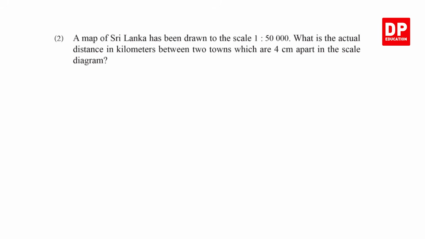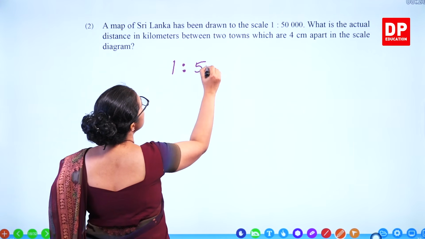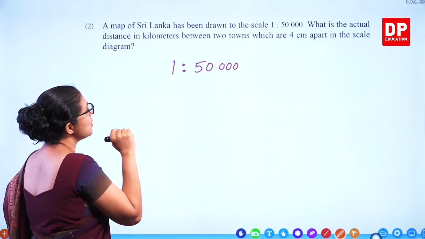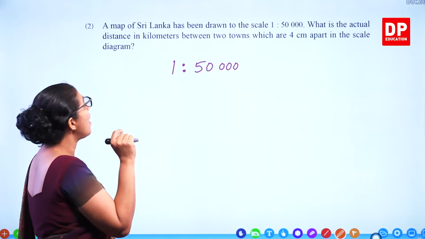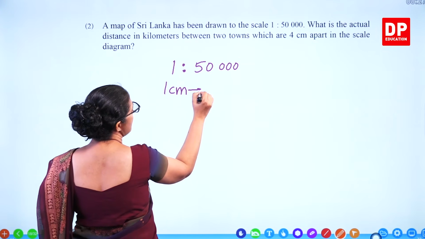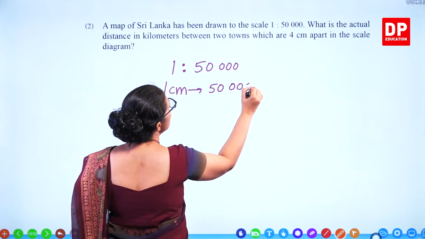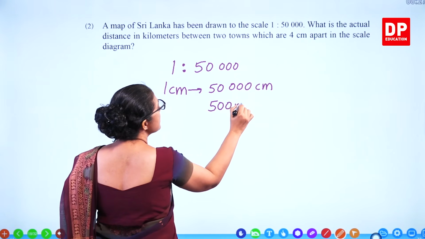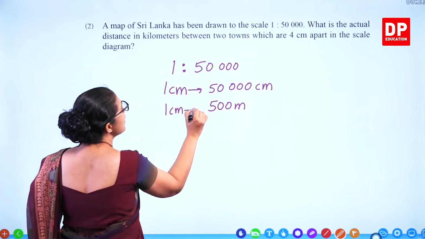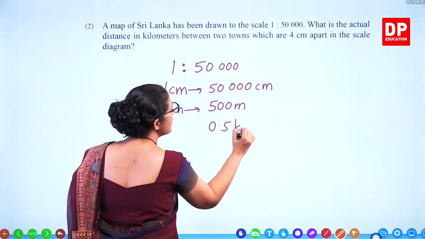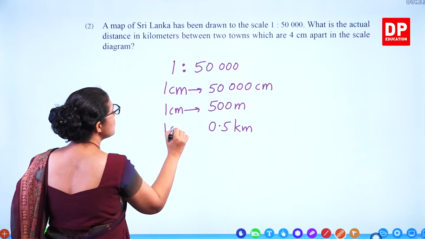A map of Sri Lanka has been drawn to the scale 1 to 50,000. 1 to 50,000 is the scale. What is the actual distance in kilometers between two towns which are 4 centimeters apart in the scale diagram? So convert first, this is centimeters, convert to meters, divide by 100. So that means 500 meters. Convert to kilometers, divide by 1000, 0.5 kilometers. Means 1 centimeter length.